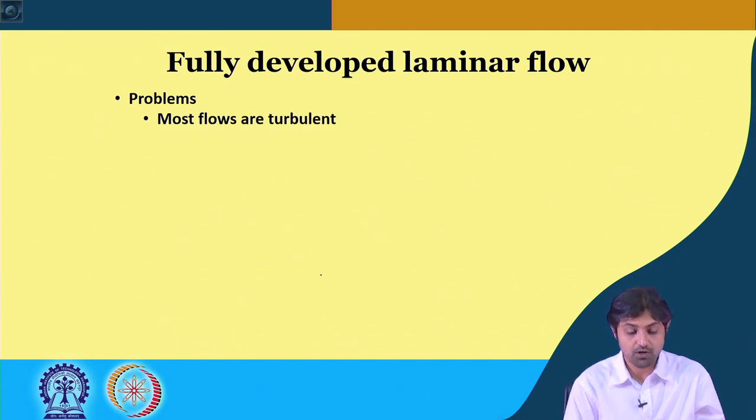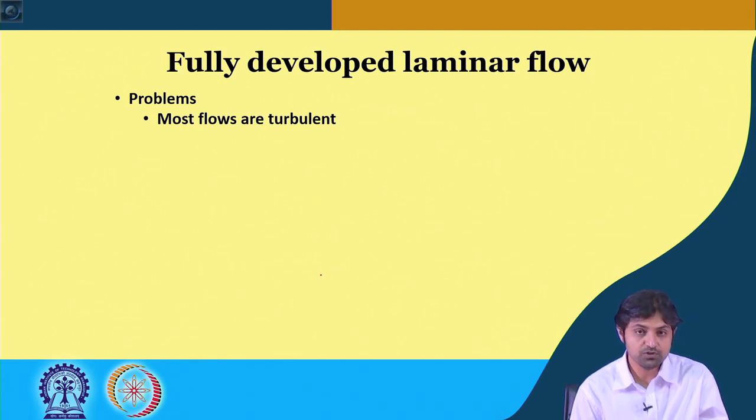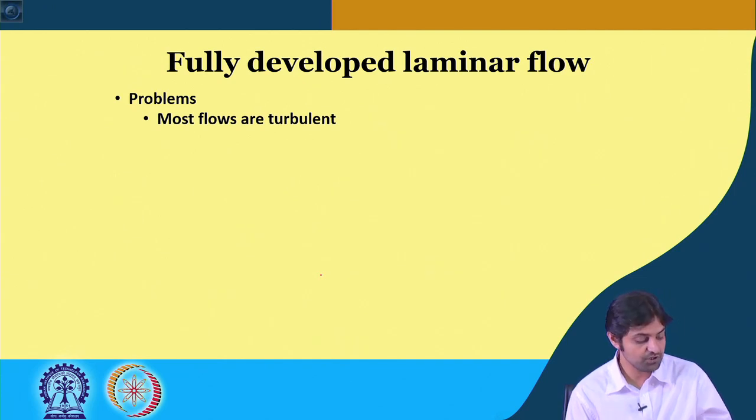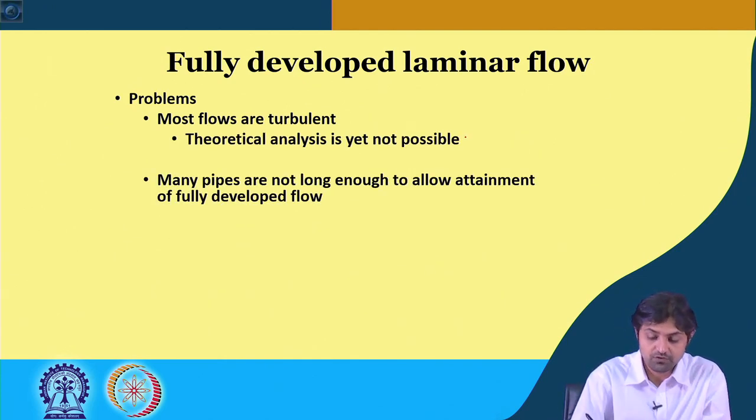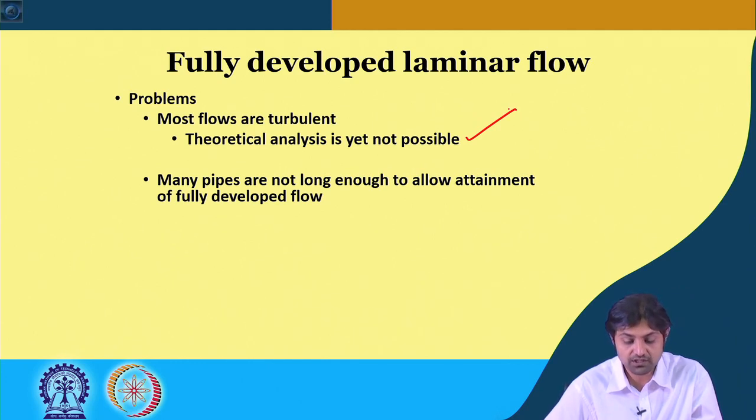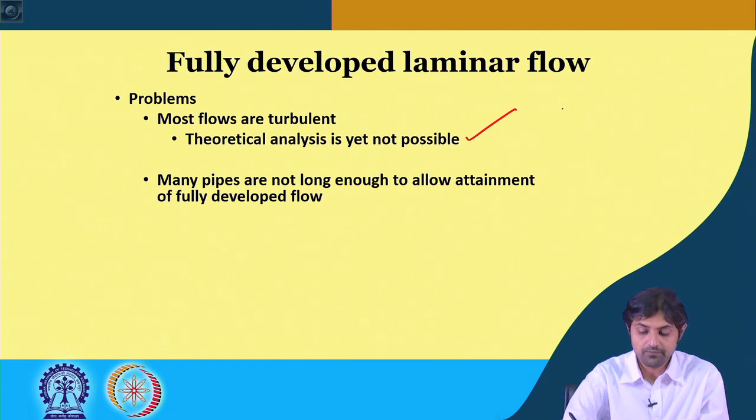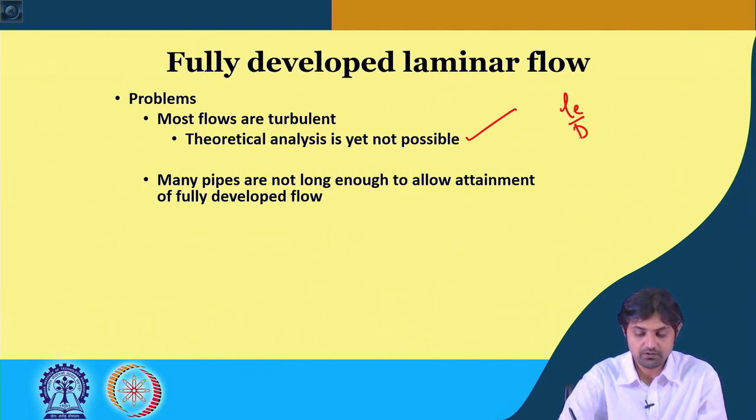Now the problem with the fully developed laminar flow is that in reality most of the flows are actually turbulent. Therefore the theoretical analysis is not yet possible. Second thing, most of the pipes that we see in our network are not long enough to allow the attainment of fully developed flow, because if you see, LE by D is equal to 0.06 RE.